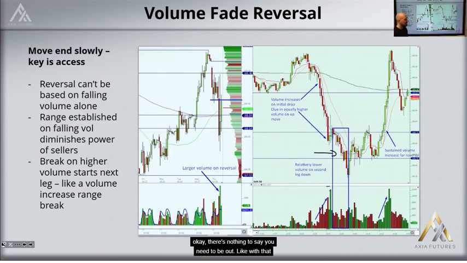There's nothing to say you need to be out, like with that previous example. You don't have to get out of the move, but you can have what I call a lower tolerance to exit. We'll talk about this more with entry and exit. Lower tolerance to exit, you'd be happy to give this up.